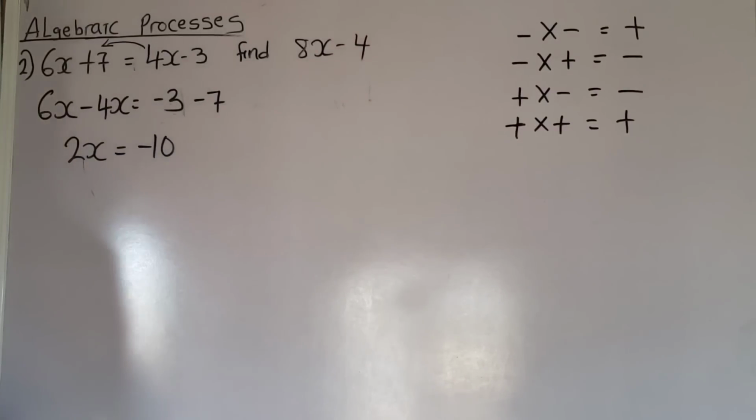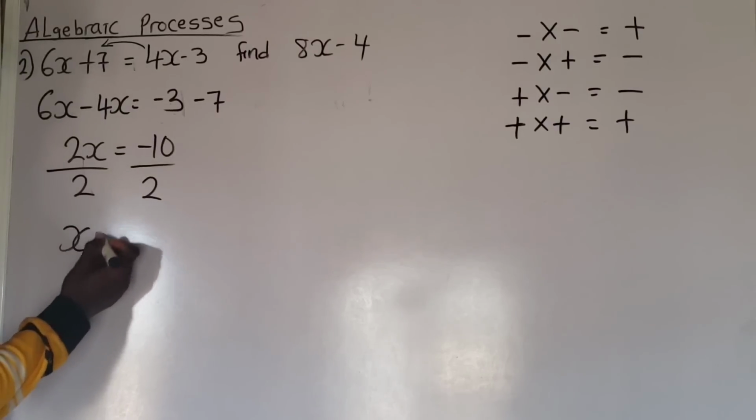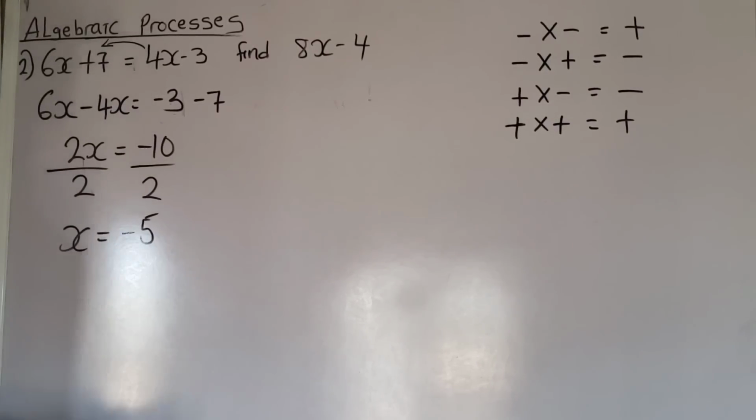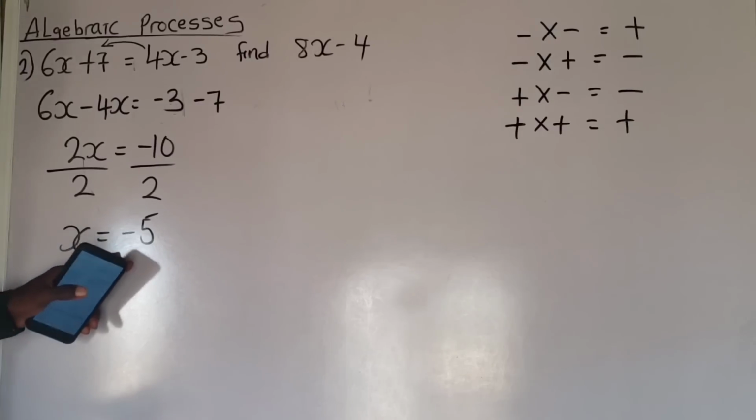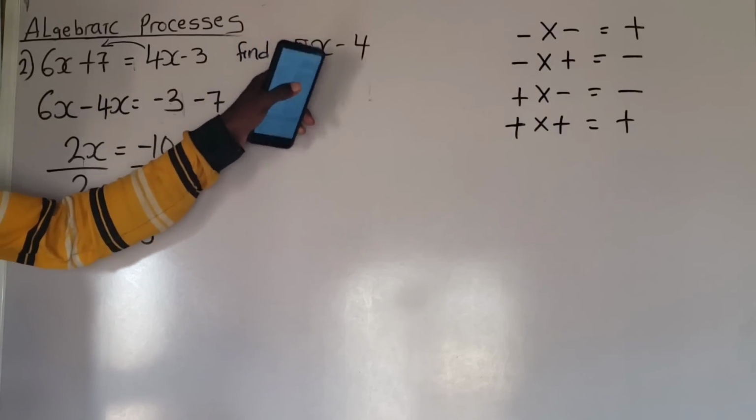Now, to get the value of x, we have to divide both sides by what? 2. So for this, I'm going to have all over 2, all over 2. That means x will be equal to negative 5. Now, having known the value of x as negative 5, I can easily substitute negative 5 into this expression to get the value of 8x minus 4.